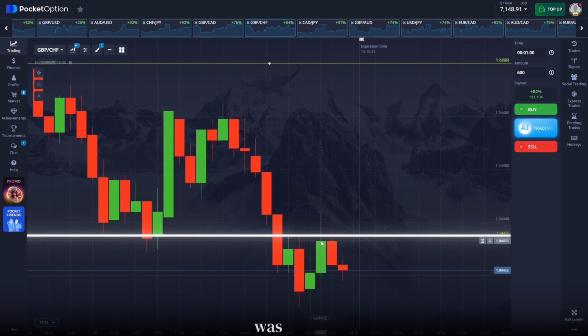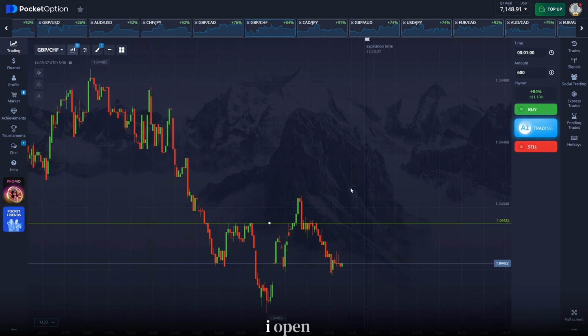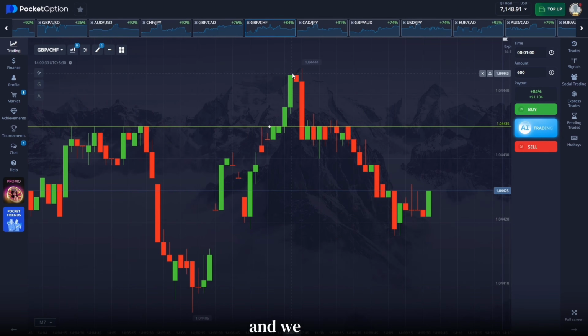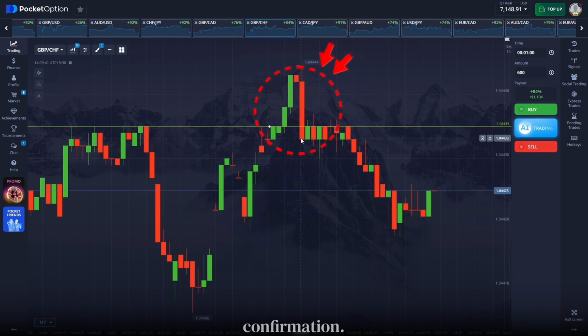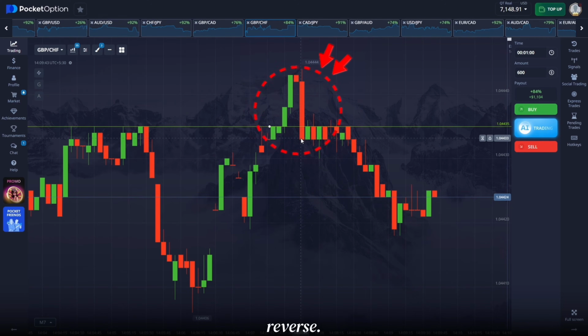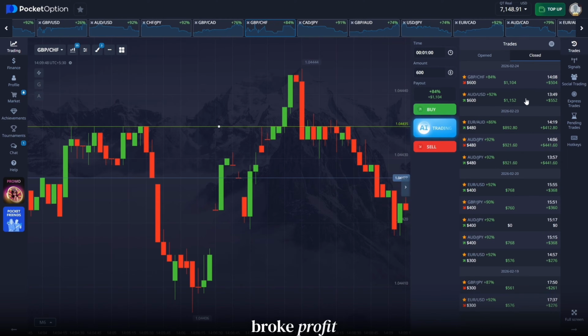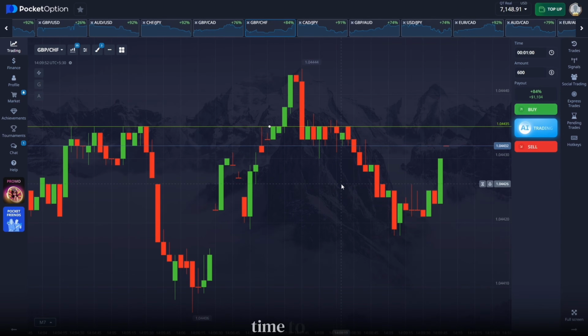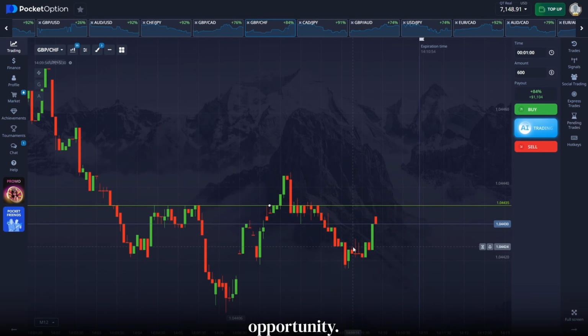All I needed was strong bearish confirmation. To place a trade, I open the 5-second chart and we have this strong bearish confirmation. That was a sign that price will reverse. So I instantly placed the trade and we booked profit in both of our last two trades. Now it's time to find the next trading opportunity.